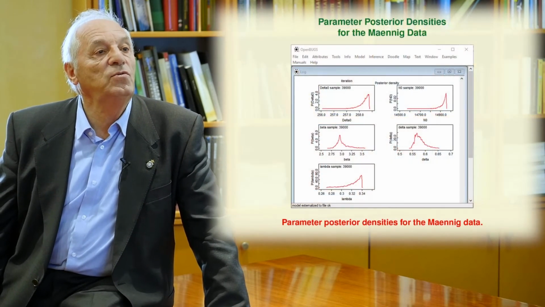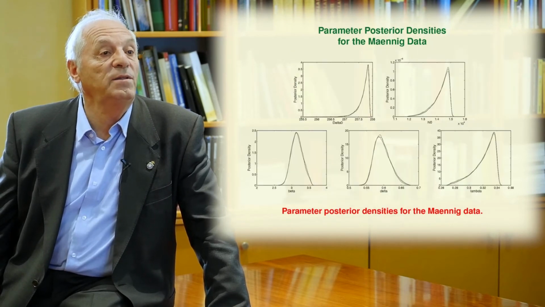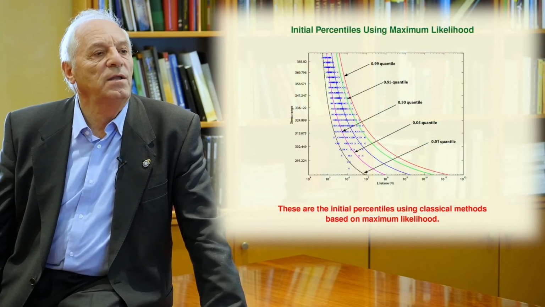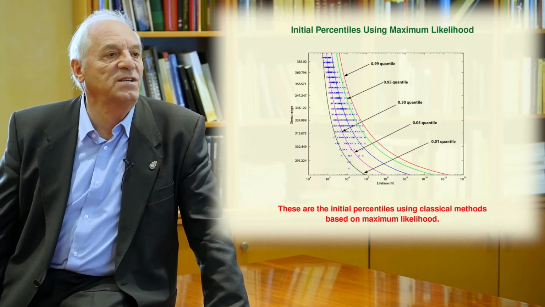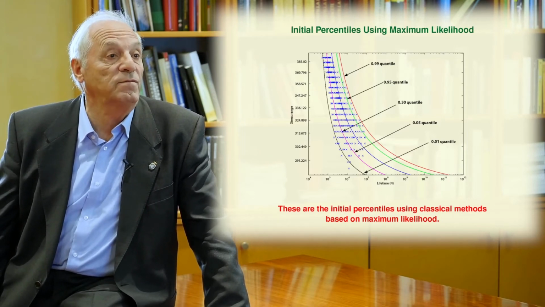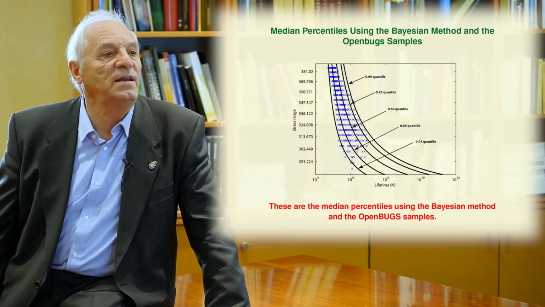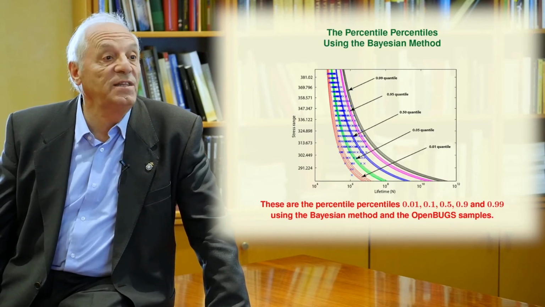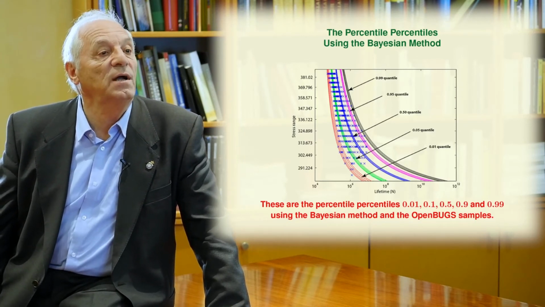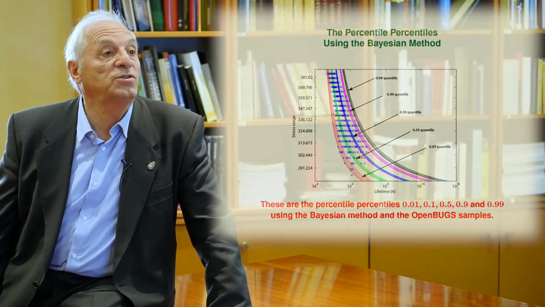And then you get the estimation of the different parameters using density functions. In this transparency, you can see the initial percentile using classical methods based on maximum likelihood, that is, not Bayesian methods. These are the same percentiles, but for the median percentiles. And this is finally the model with all the percentiles of the percentiles, which is a nice contribution that has not been well used before.